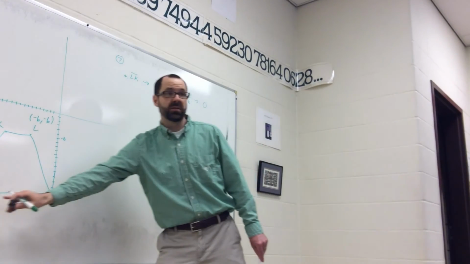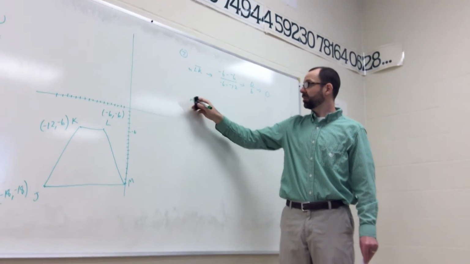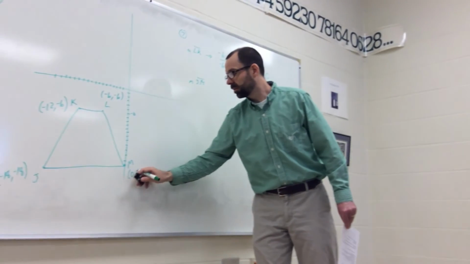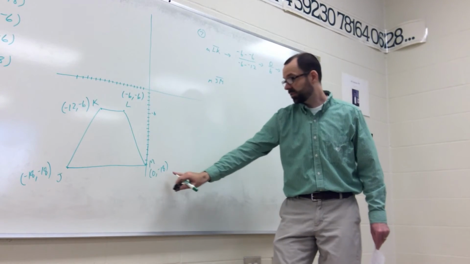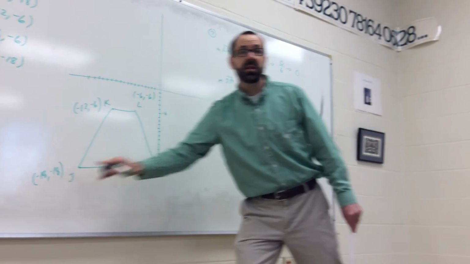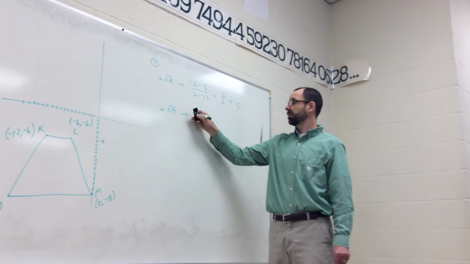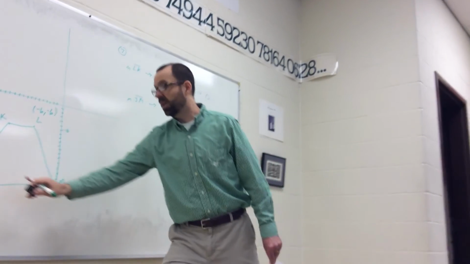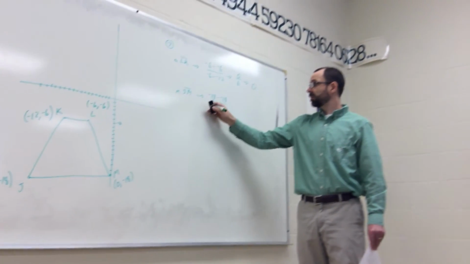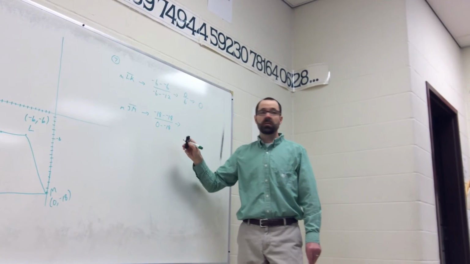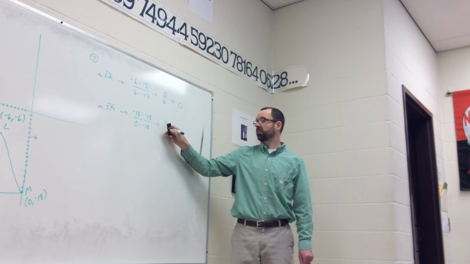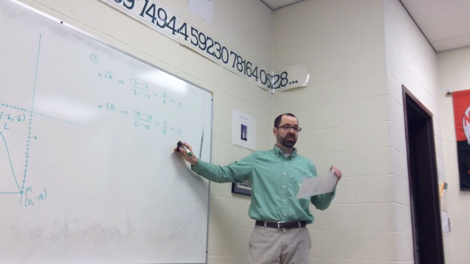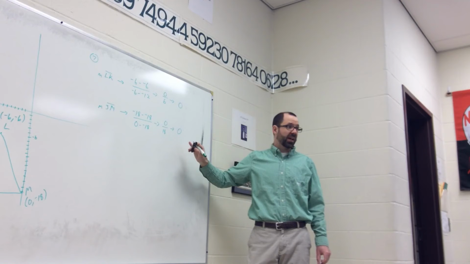All right, now I'm going to find the slope of JM. So that's -18 minus -18, and 0 minus -18. So that comes out to 0 over 18. And 0 divided by 18 is 0, which again should not surprise you, because that line looks like it's flat.